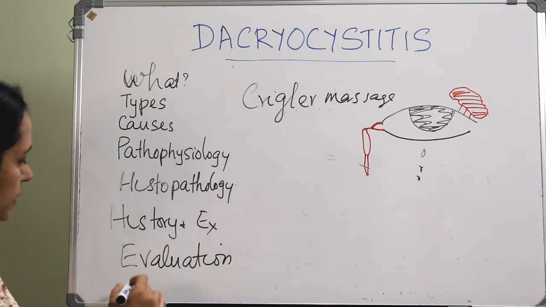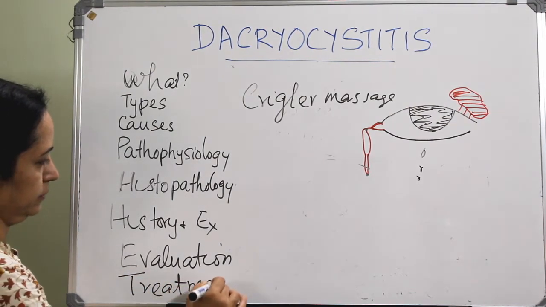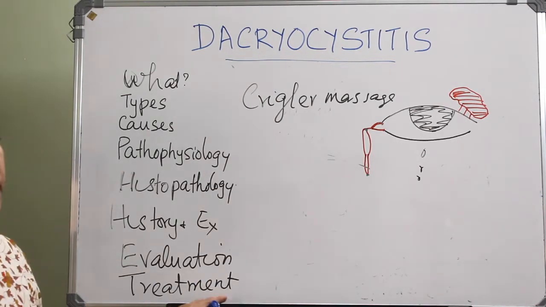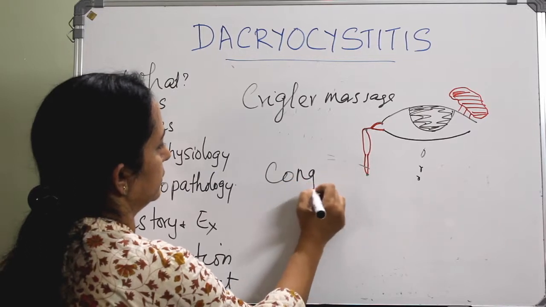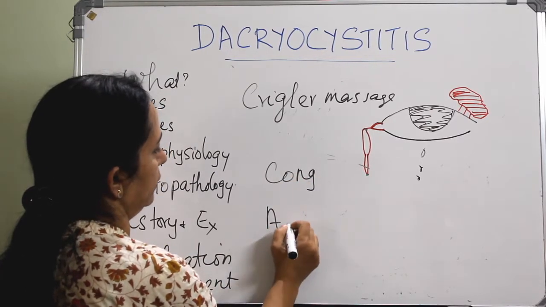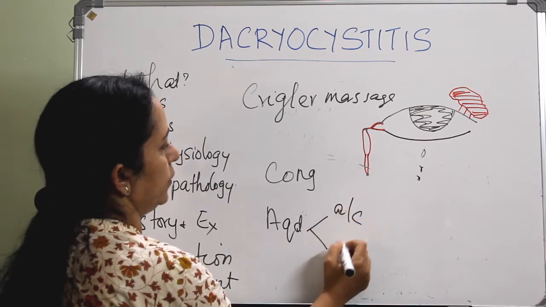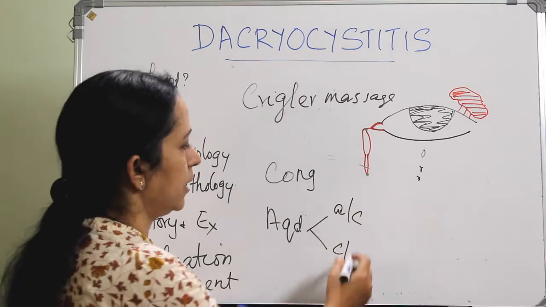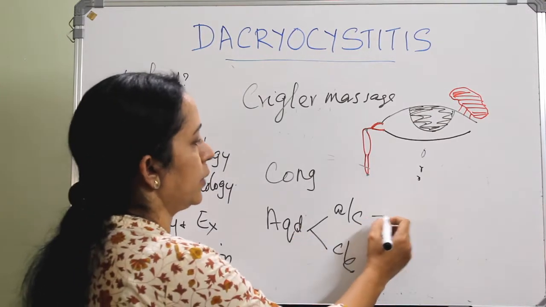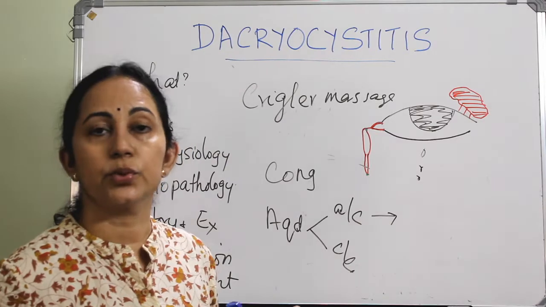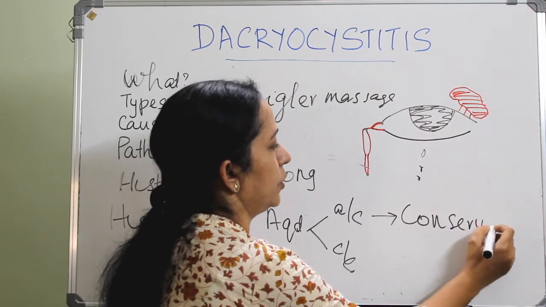Next is treatment. Treatment, we can divide it into congenital and acquired. Acquired, again we can divide it into acute and chronic. In acute dacryocystitis in adult acquired condition, it's usually managed conservatively. Okay, what all things?